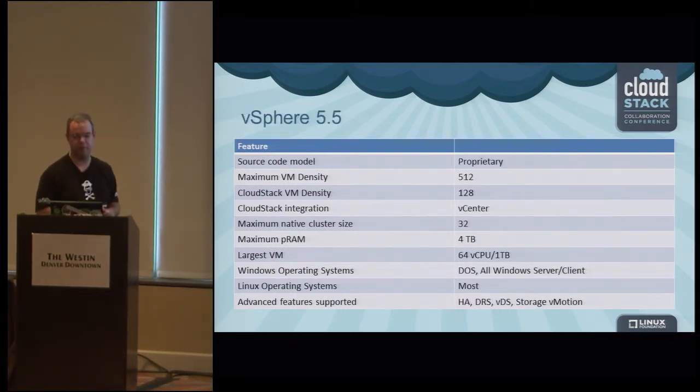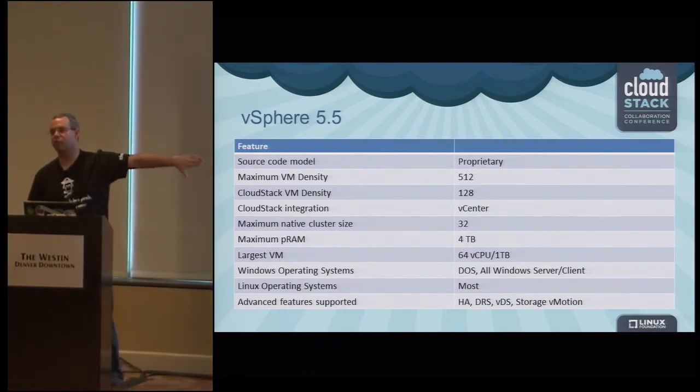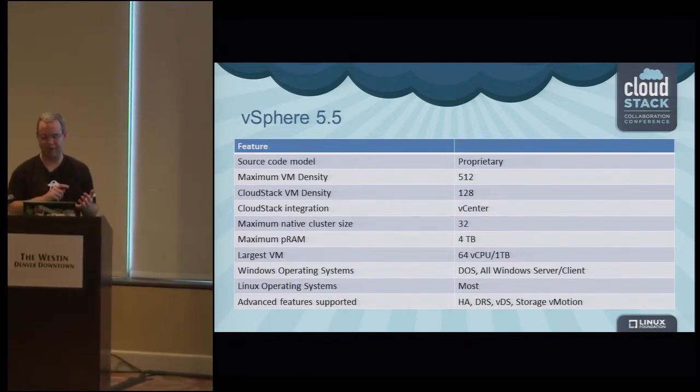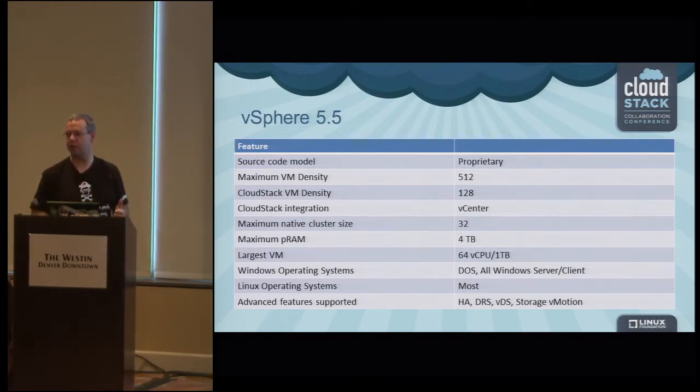With vSphere 5.5, the primary mode of integration is with vCenter, so if you just wanted to use the vSphere hypervisor, that's not a supported entity. We are making direct vCenter calls. The VM density is, again, comparable to what we have within Xen Server, so you can do some pretty highly dense environments. Advanced features, this is where the beauty of integrating directly with vCenter comes in. We get the HA, we get DRS, we get the virtual distributed switch, we get vMotion, we get the Nexus 1000V, we get the ASA 1000V kind of out of the box.